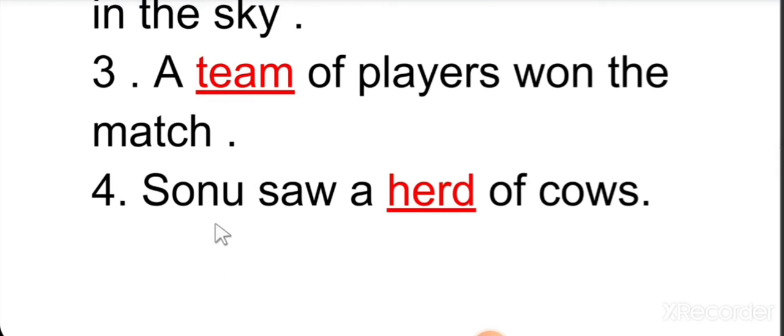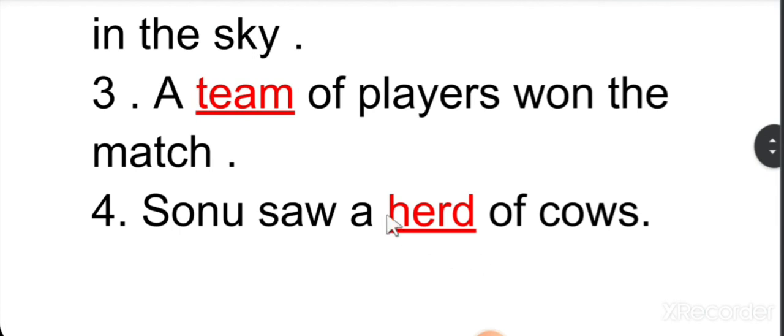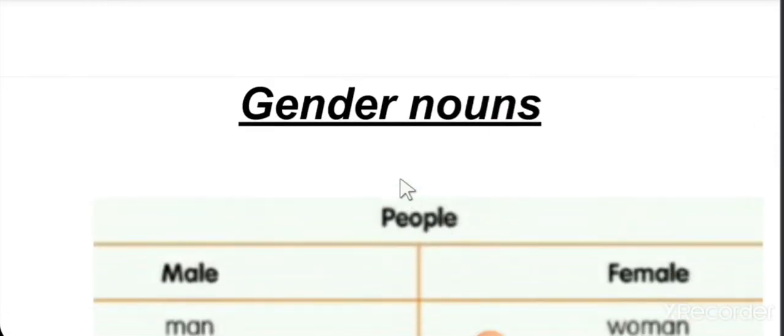Then, Sonu saw a dash of cows. Sonu saw a herd of cows. A group of cows is known as a herd of cows. So we will write herd in the blank. Let's move towards the next topic. The next topic is gender nouns.